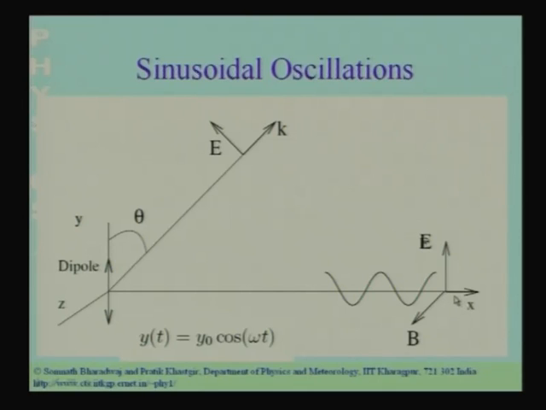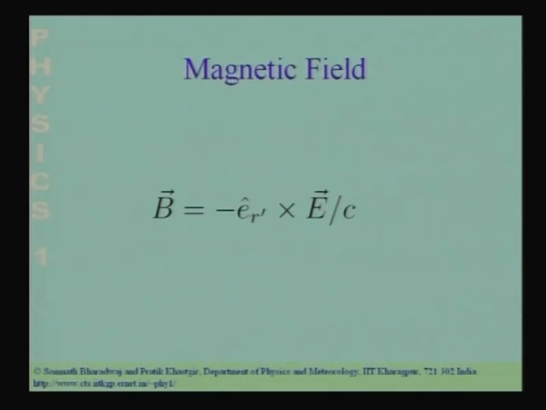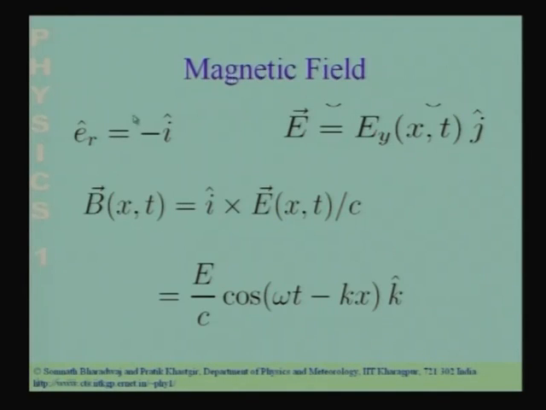this is the point. Let us again go back to the x axis. The line of sight is along the minus x axis. So, the e cap vector is minus i, and the electric field is along the y axis. So, it is along j. The magnetic field is going to be minus e cap cross E by c, which is i cross E by c. So, the magnitude of the magnetic field is E by c. It is in the same phase. So, it has cos omega t minus k x, and it is in the z direction. i cross j is the unit vector k. So, it is in the z direction.